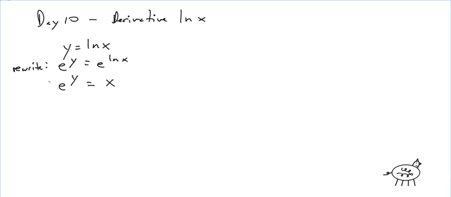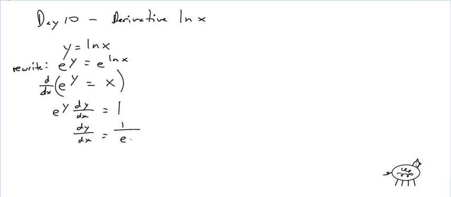Now you can do implicit differentiation, so I'm going to do d by dx of both sides. Okay, so if I do d by dx of e to the y, remember I just get e to the y times dy dx. And d by dx of x is 1. So I divide both sides by e to the y, so I get dy dx equals 1 over e to the y.